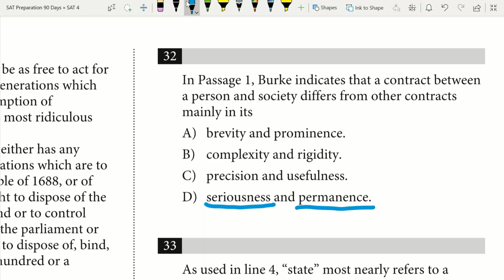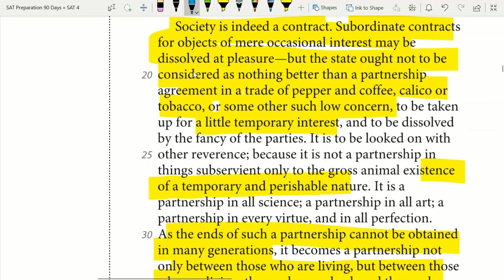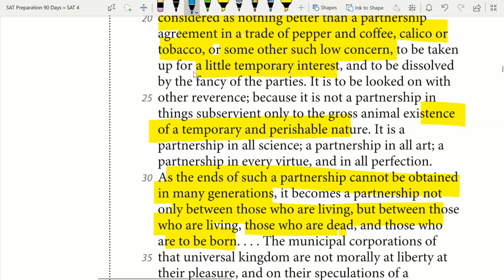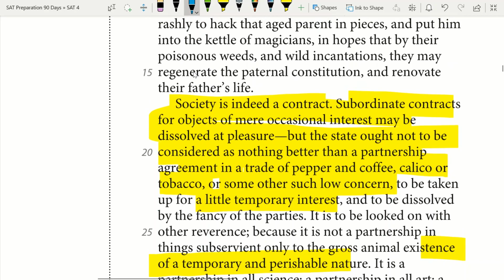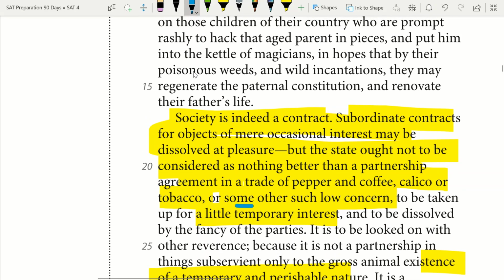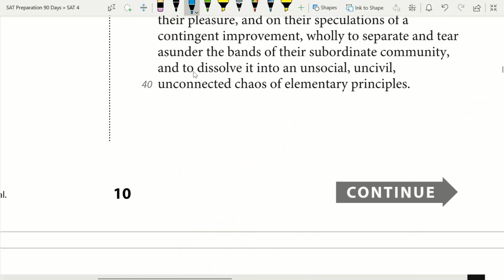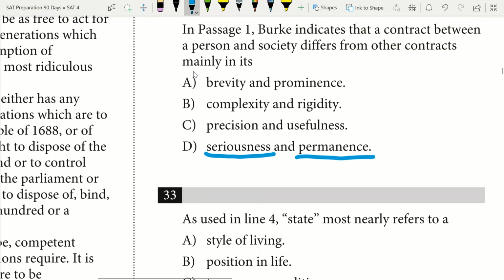We can see where he makes that comparison if we quickly go up. I believe I highlighted this. We talk about how such a partnership cannot be obtained in many generations. Therefore, it lasts a very, very long time. It's between those who are living, those who are dead, and those who are to be born. So that shows it's permanent. It lasts many generations. We also see that it's not of a low concern up here. So we know that it's important, it's serious, and it also has permanence. So our answer there would be D, serious and permanent. That's what makes it differ from other contracts.